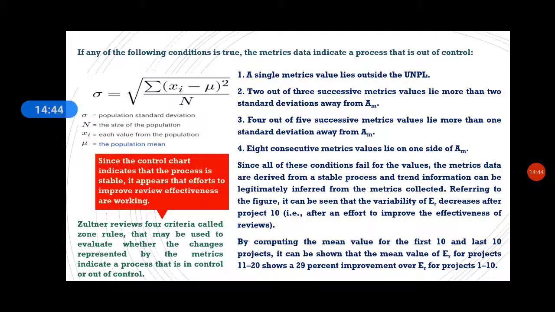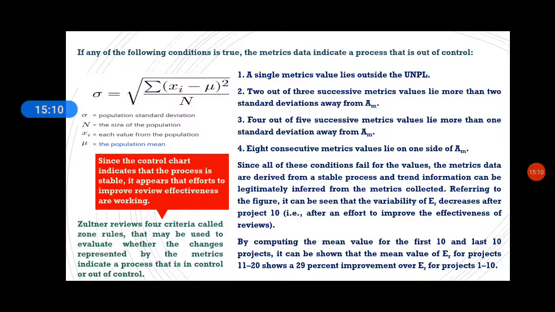If any of the following conditions is true, the metric data indicate a process that is out of control. So we will be discussing several points for when the process is out of control. First, a single metric value lies outside the UNPL.